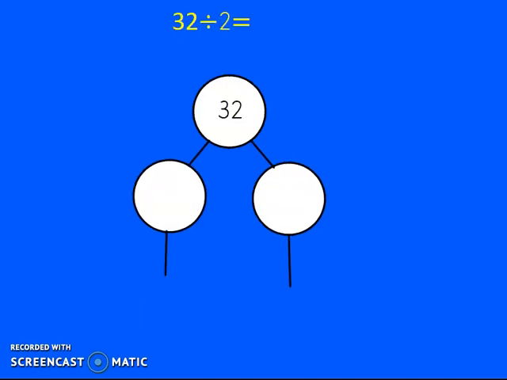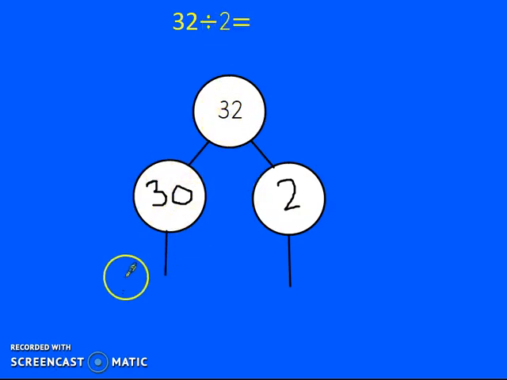Let's try this one. We've got 32 and we want to divide it by 2. So how can we partition there? We've got 30 and we've got 2. So we need to halve it because we are dividing by 2.